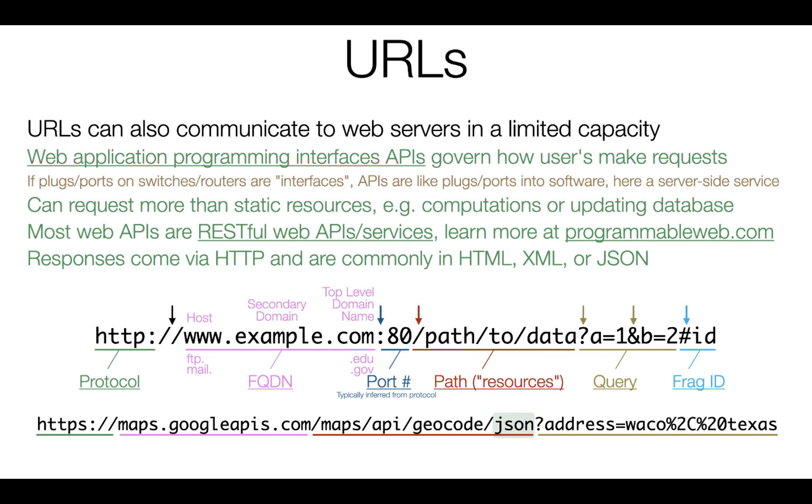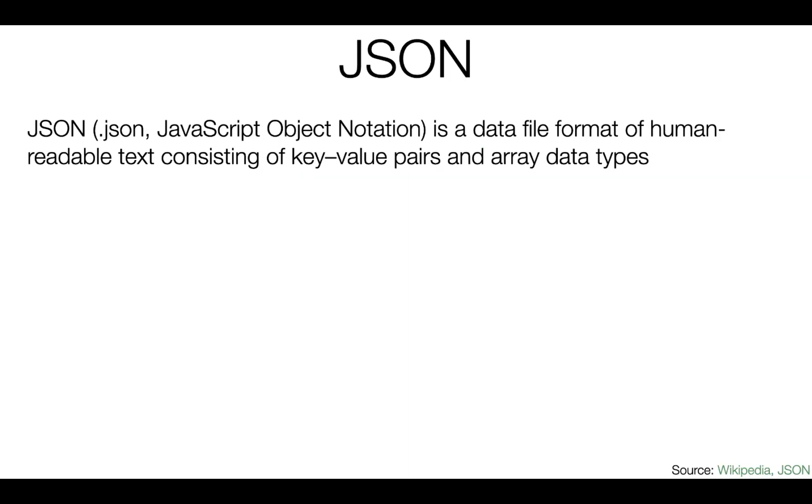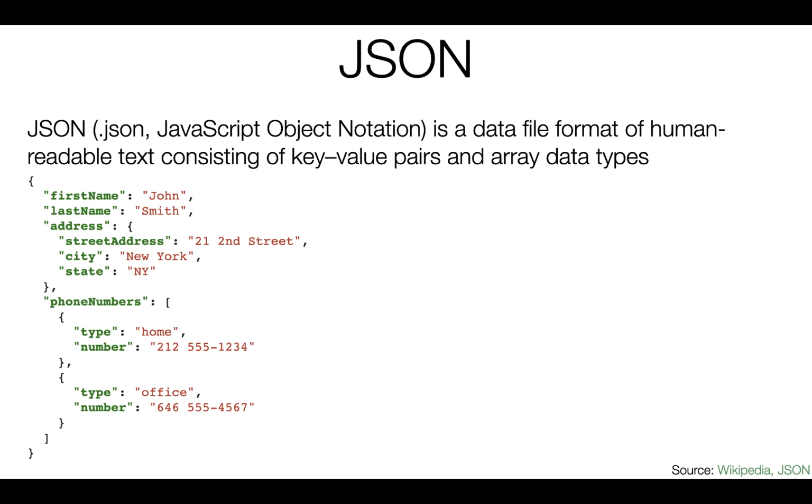So let's think a little bit more about that JSON there. JSON, or .json, that's the file extension, stands for JavaScript Object Notation, and it's a data file format that is human readable text that consists of key value pairs, think something like a named list, and it can have array types as well. So for example, here's some data that's encoded in JSON. Notice first name, John, last name, Smith. We can read this even though we've never seen JSON before. Address, street address, city, state, and so on. So you read this and it looks very much like a named list.